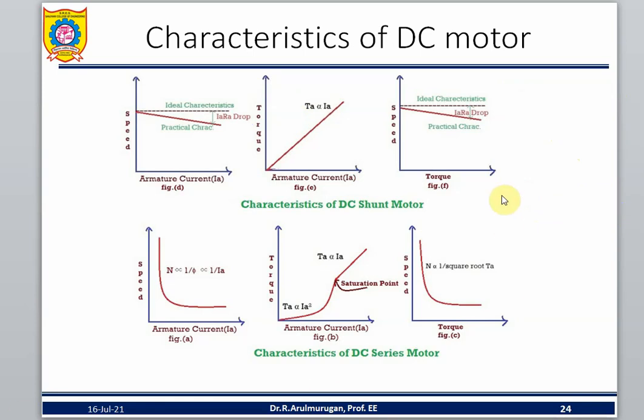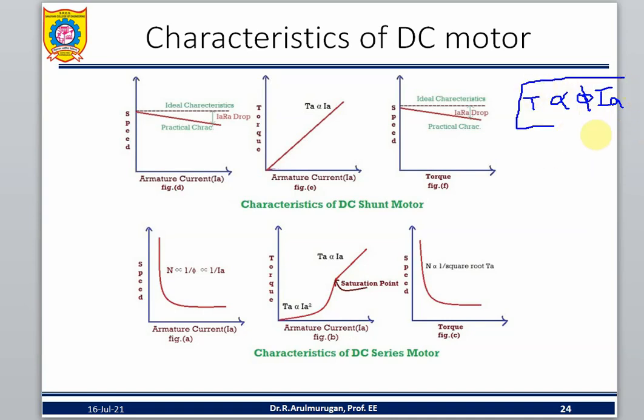So T is directly proportional to phi into Ia. This is a formula, the general torque equation. Torque equation means T is directly proportional to phi into Ia.